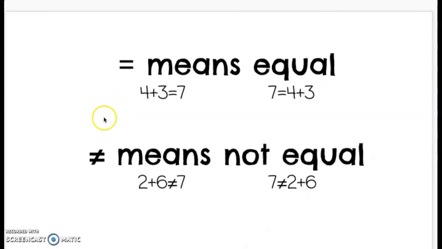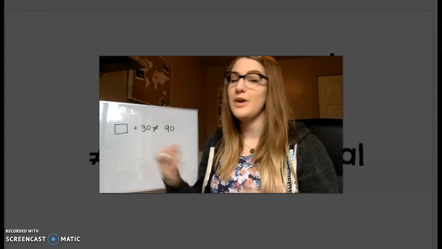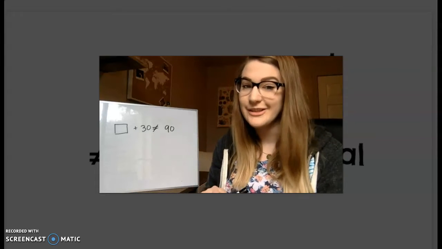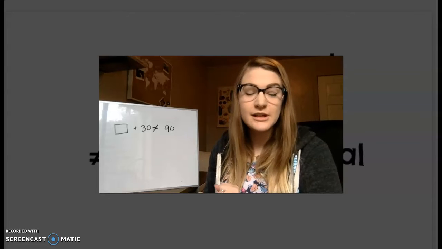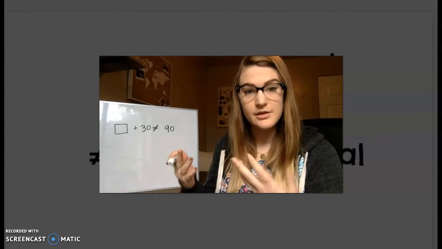Now, the not equal sign just looks like an equal sign with a slash through it, and that just means that it's not equal. So 2 plus 6 does not equal 7. And just like the equal sign, it doesn't matter if it's on this side of the equation or this side of the equation, because 7 does not equal 2 plus 6. So now that you've learned what that not equal sign looks like, I'm going to show you what that might look like in a problem that you might have to solve.